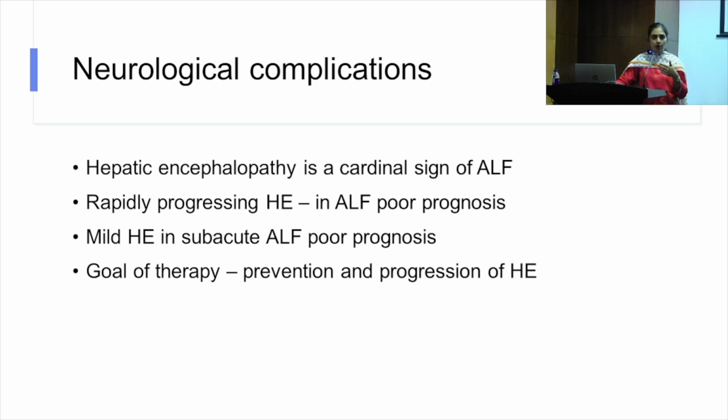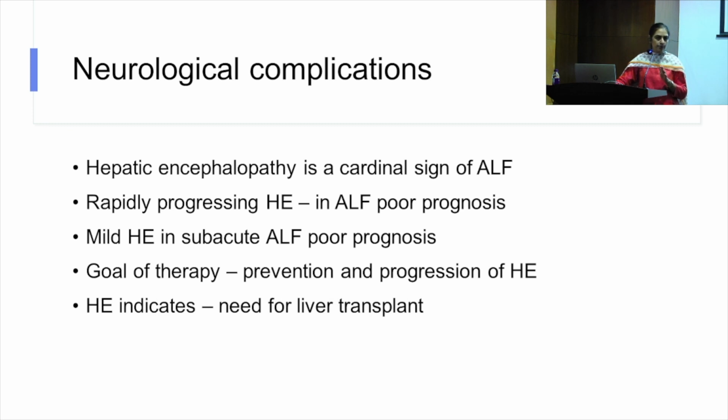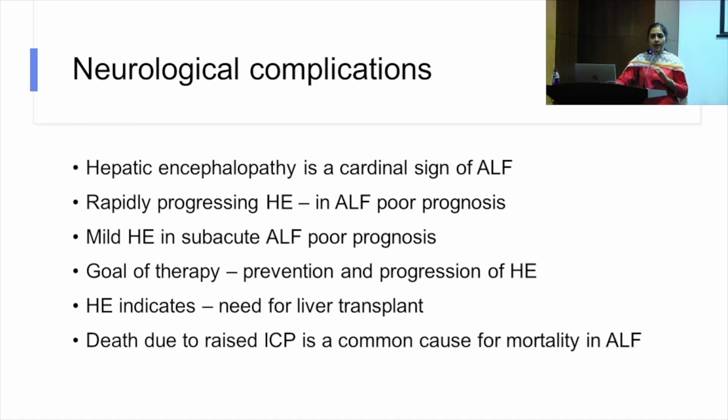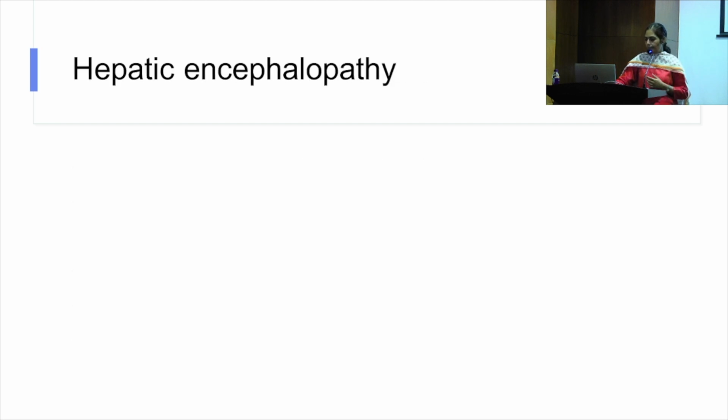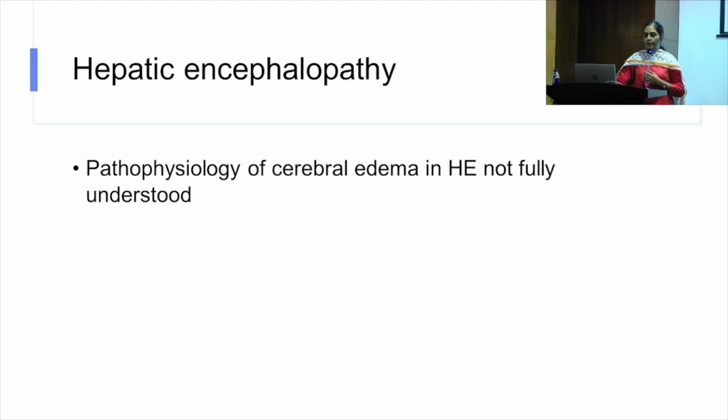goals for therapy accordingly, and you need to prevent HE onset and its progression because it is difficult to manage such patients. It indicates the need for liver transplant. If HE sets in and the more severe it is, you will need to consider early transplant. Death due to raised ICP in ALF is the most common reason. The second may be infectious complications, but the most common cause for death in ALF is due to the raised ICP. So how do you manage this hepatic encephalopathy?